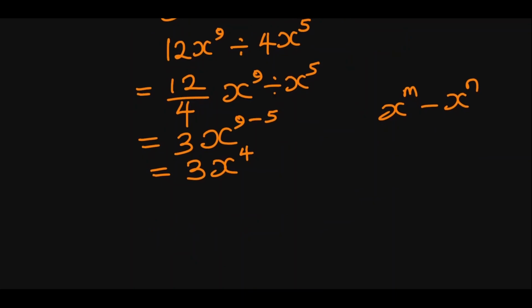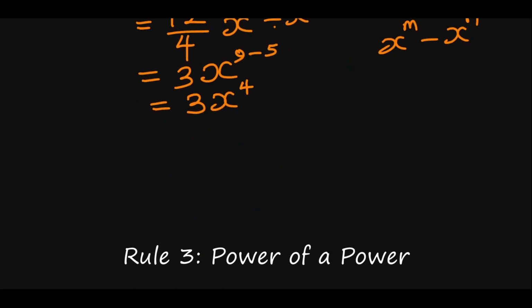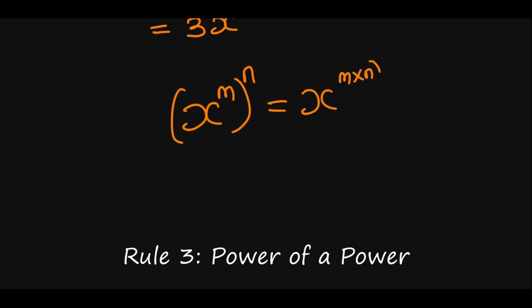We now go to the third law. The third law of indices is what we call power of a power. In this case, we are saying that if we had x raised to power m and all raised to power n, then the answer is x raised to power m times n. This is pretty straightforward. If we had a power of a power, then you just multiply the two powers and it gives you the answer.